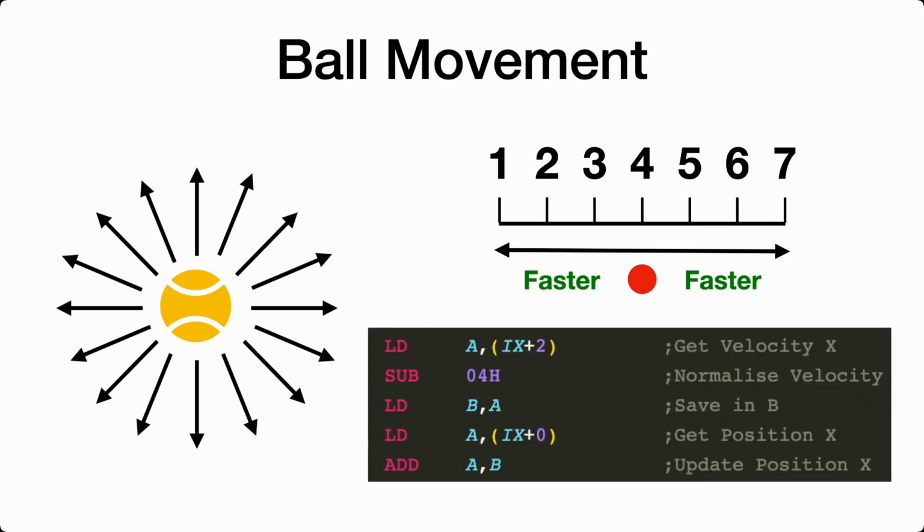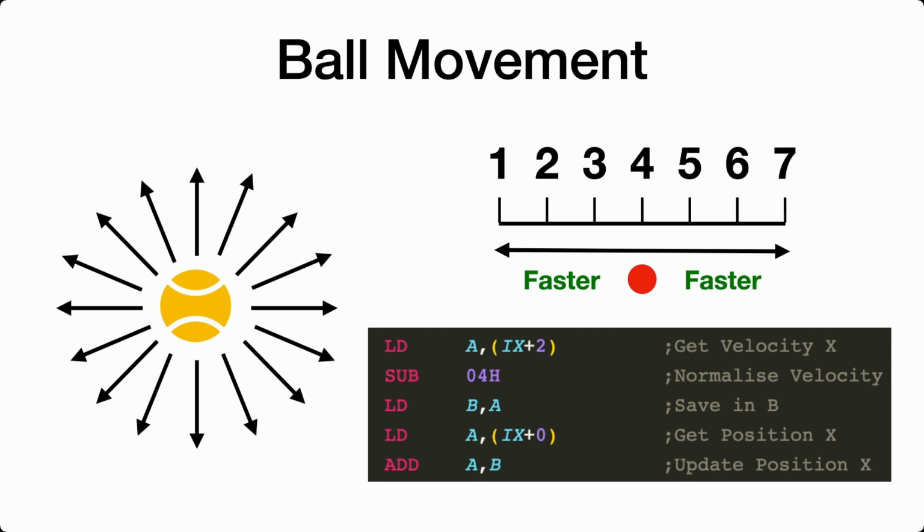I first get the velocity value. I subtract 4 from it to normalize it, to put it into the negative state or the positive state. And if it's on 4, it would be 0. I just save that value in B, I get the current X position, and then just add it. And yes, if you add a negative number to A, it'll be just like subtracting it.